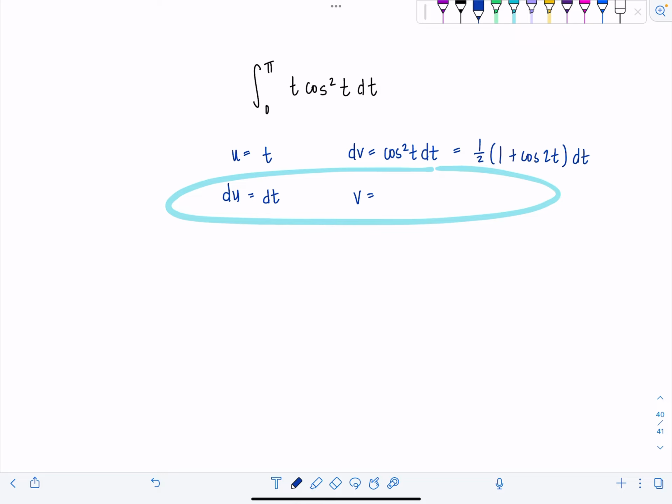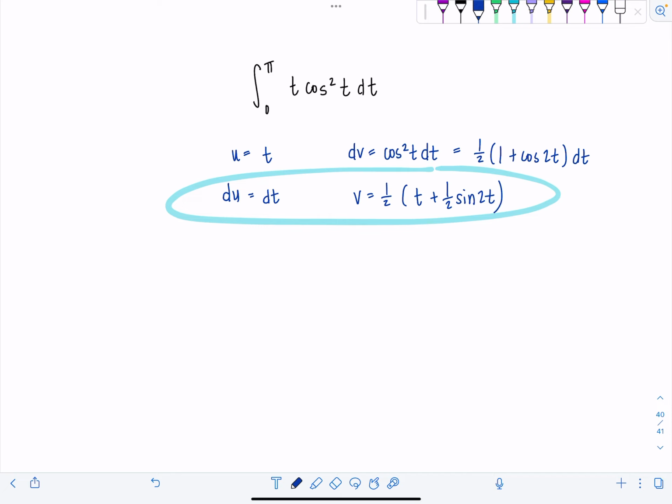Then v, I'm just going to leave that 1/2 outside. Antiderivative of 1 is t. And then antiderivative of cosine 2t, I don't need to do a u sub. I'm just going to divide by 2 again, to undo the 2 in front of the t. That happens when you differentiate using the chain rule. So this would be plus 1/2 sine 2t.